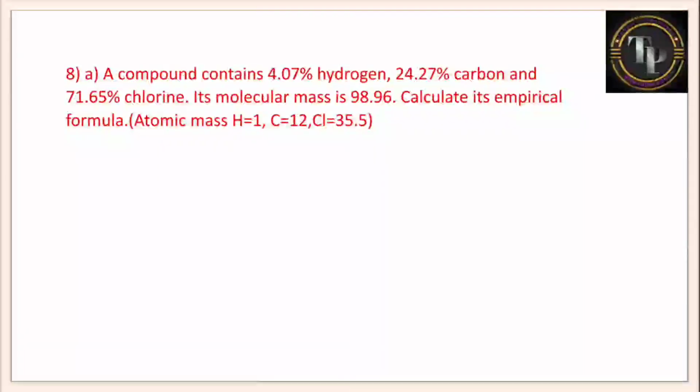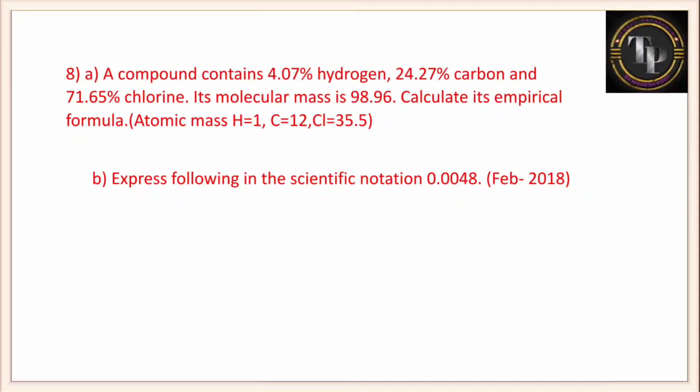A compound contains... again the same question guys. Already I have solved it. You see there, the values are also the same. Express the following in scientific notation. 0.0048 means it is a lower number. We have to count to the right side of the decimal: 1, 2, 3. If I want to write 3 digits to the right side, I have to multiply with 10 to the power minus 3. So 4.8 into 10 power minus 3. This is the correct answer.